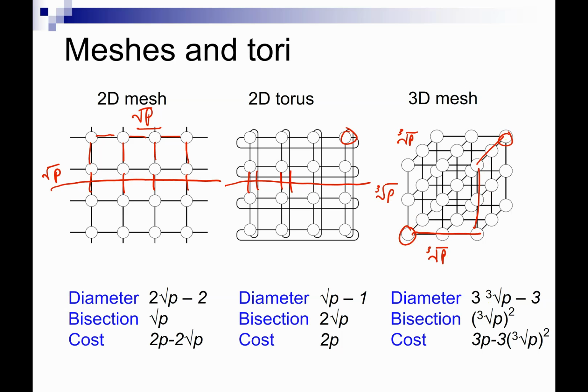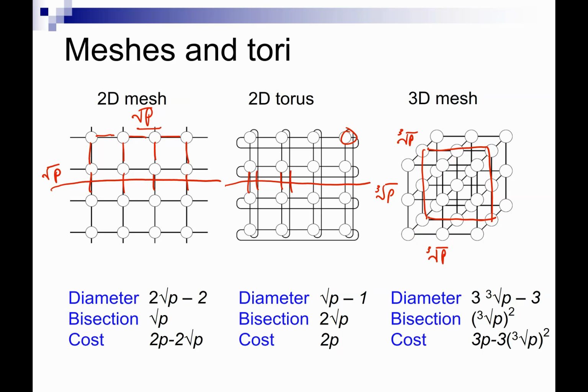And you also improve the bisection width, because now if you want to cut this network in half, basically you need to cut out a face of this network. If you imagine taking that middle face and cutting all of the links that cross that face, you need to cut all of those in order to bisect the network.